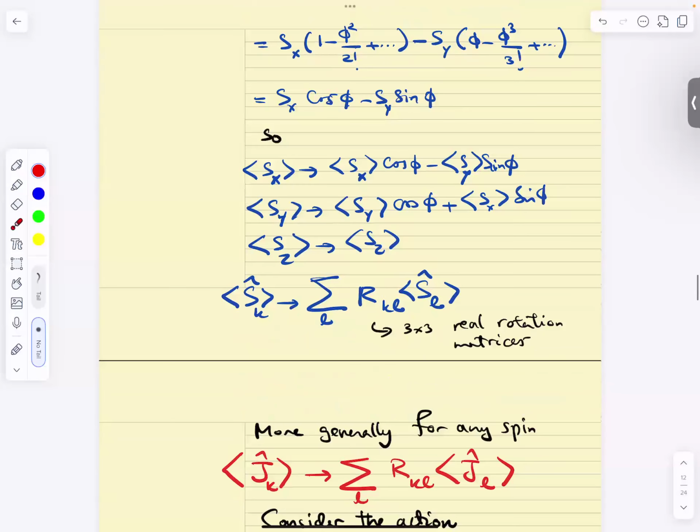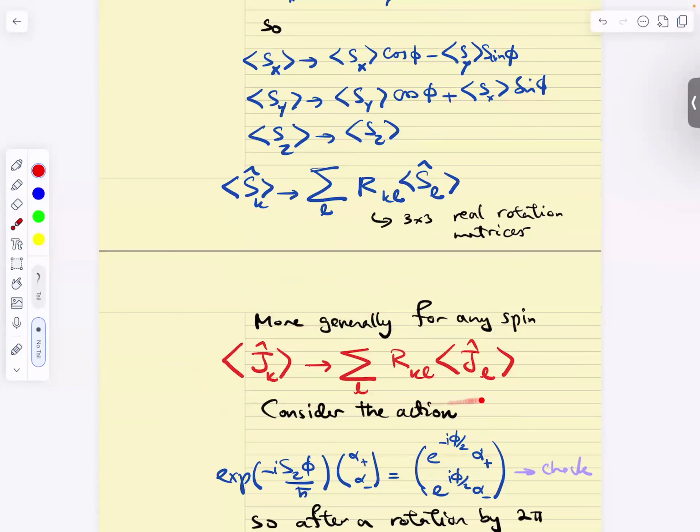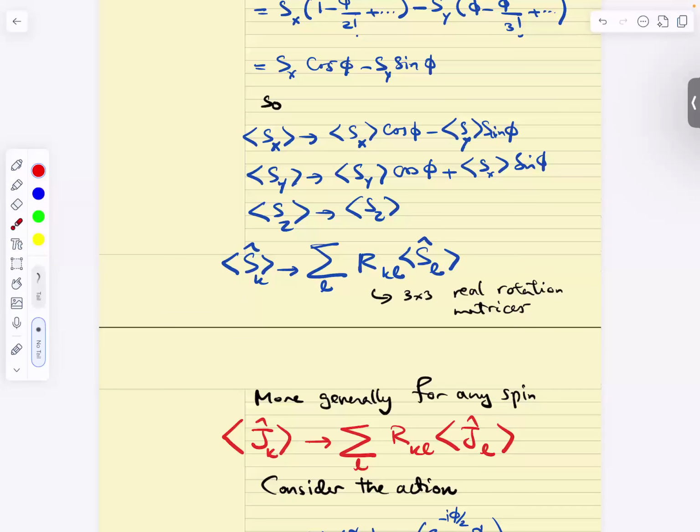So the rotation matrices are acting on the expectation values. That's consistent with the fact that this is supposed to represent rotation. More generally, for any spin, you have this relation. Of course, that's a must. But the expectation values don't pick up that subtlety of the extra minus sign potentially for spin half. So let's try to focus on that spin half thing. Are there any questions? I have to pause here.